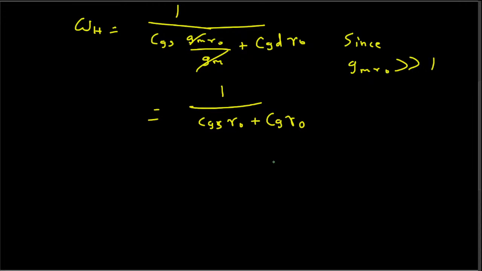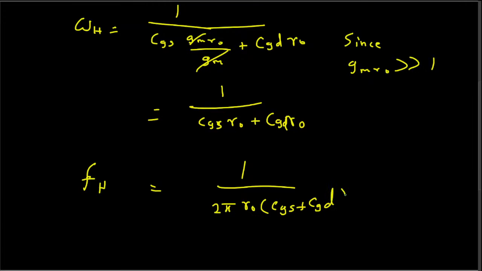Okay, this looks very simple, and this omega h is nothing but 2 pi fh, so we are interested in fh, so this 2 pi comes in the denominator, and then here also we can take the ro common. If we do that, then this becomes cgs plus cgd.